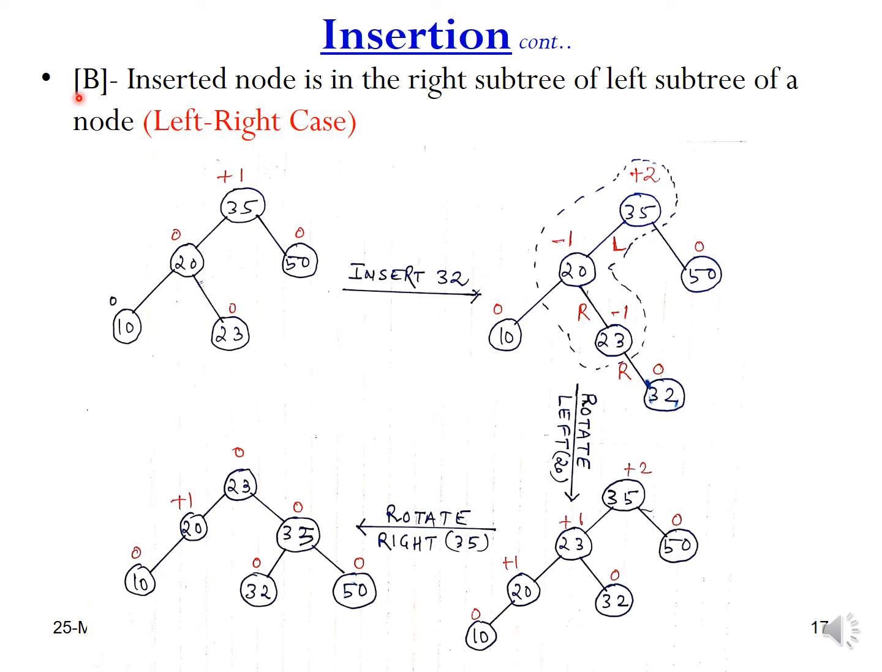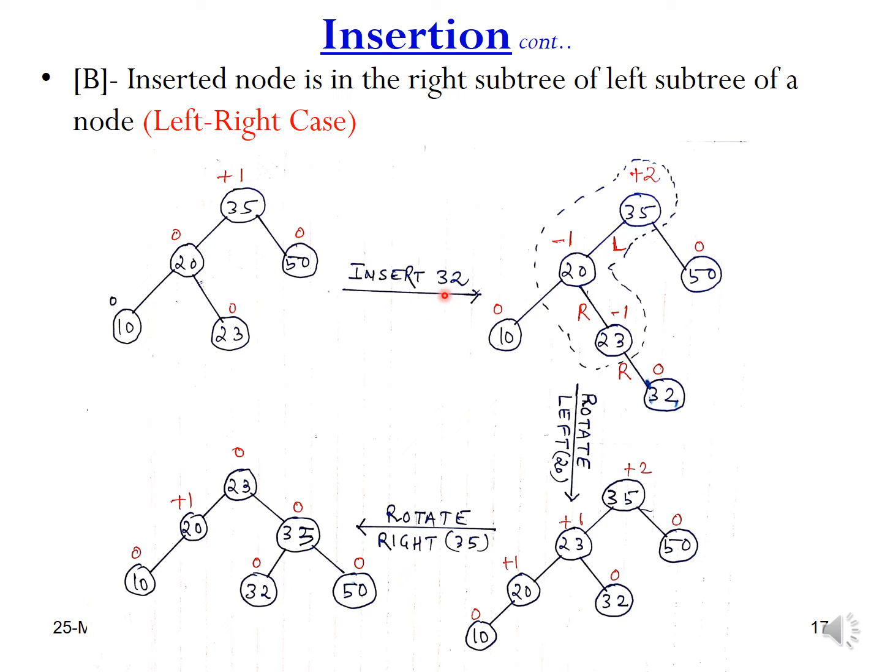When the inserted node is in the right subtree of the left subtree of a node, this is the left-right case. So here we have taken another example, with 35, 20, 50, 10, 23. The balance factor of these leaf nodes is 0, 0, 0, because they are leaf nodes. The balance factor of this 20 is also 0 because the height of the left subtree is 1 and the height of the right subtree is also 1, so 1 minus 1 is 0. Now the balance factor of this 35 is plus 1 because 2 minus 1 is plus 1.